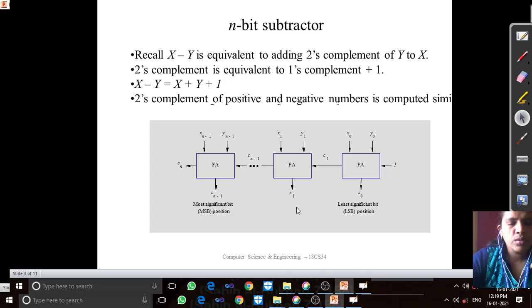Now recall how the subtractor is designed. The subtraction in the computer is performed using 2's complement. X minus y means you take the 2's complement of y and add it to x, which is nothing but x plus y' plus 1. Here y' is the 1's complement of y, and plus 1 constitutes the 2's complement of y. Altogether you add to generate the x plus y result, which is nothing but subtraction.